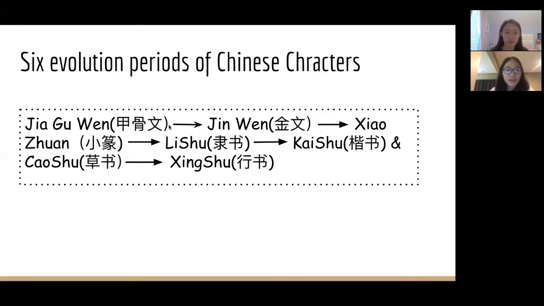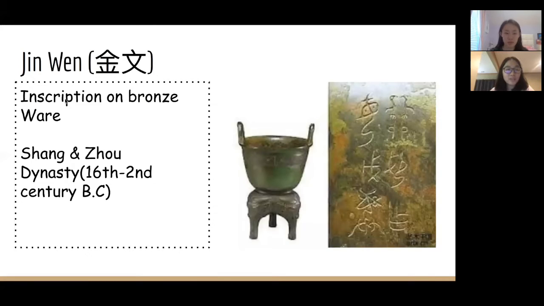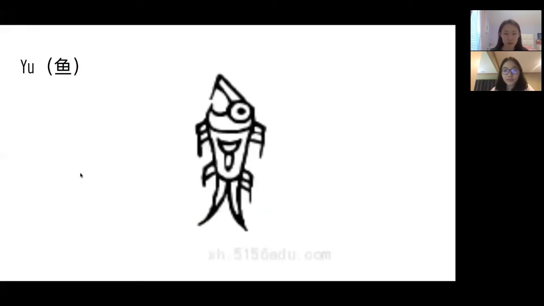After Jiagu Wen, there are 5 more evolution periods of Chinese characters. The second evolution period is called Jin Wen. It's inscriptions on bronze ware, and it happened in the Shang and Zhou dynasties. And that's what Yu looks like in Jin Wen.